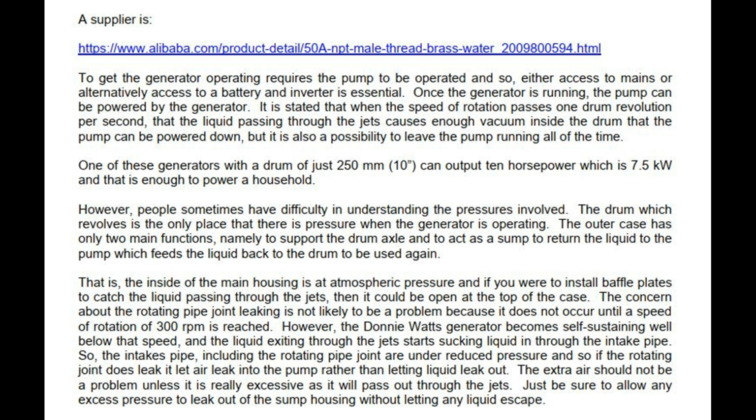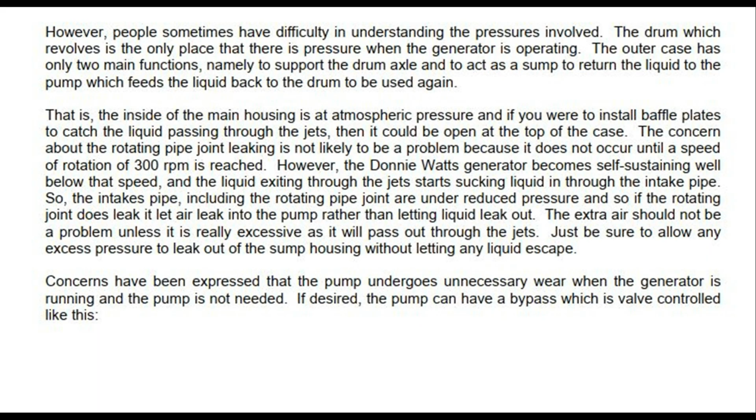So the intake pipe, including the rotating pipe joint, is under reduced pressure, and so if the rotating joint does leak, it lets air leak into the pump rather than letting liquid leak out. The extra air should not be a problem unless it is really excessive, as it will pass out through the jets. Just be sure to allow any excess pressure to leak out of the sump housing without letting any liquid escape. Concerns have been expressed that the pump undergoes unnecessary wear when the generator is running and the pump is not needed. If desired, the pump can have a bypass which is valve controlled like this.